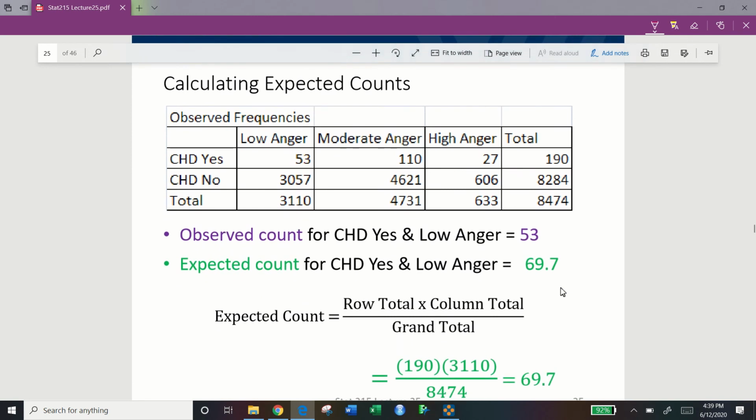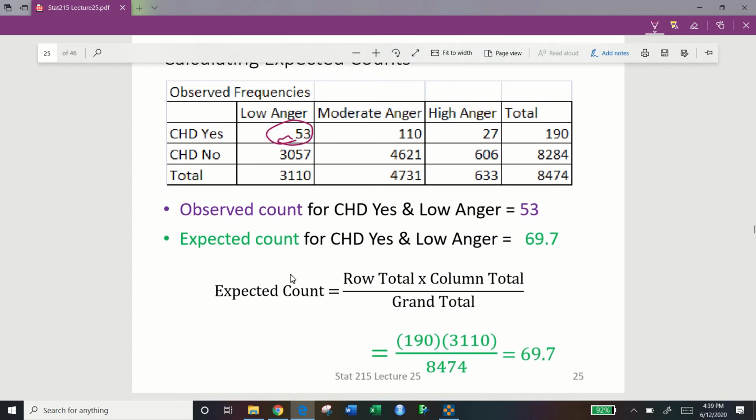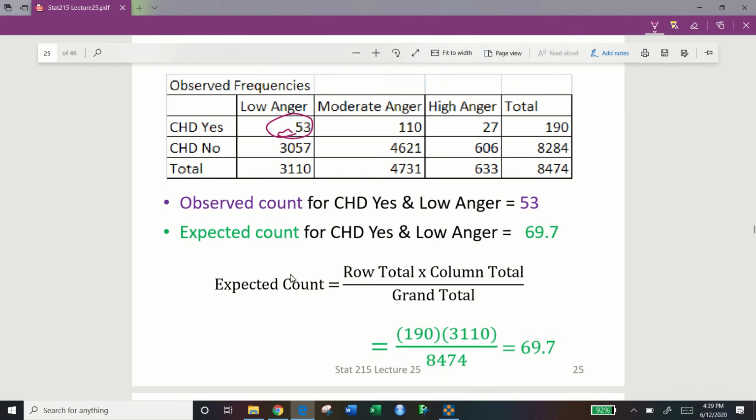For example, the observed count of someone who both has heart disease and low anger is 53. The expected value is going to be 69.7. How was that calculated? Well, it was the row total of 190 multiplied by the column total of 3,110 divided by the grand total of 8,474. This is how we got the 69.7 value.